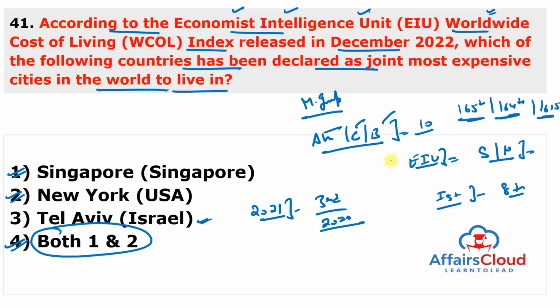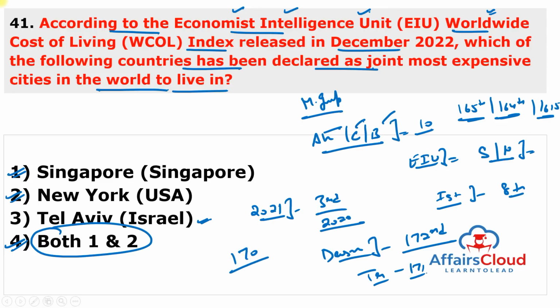And according to the index, the cheapest cities in the world are Damascus in Syria ranked 172nd, Tripoli in Libya at 171st position and Tehran in Iran at 170th position. So the cheapest city in the world is Damascus in Syria.